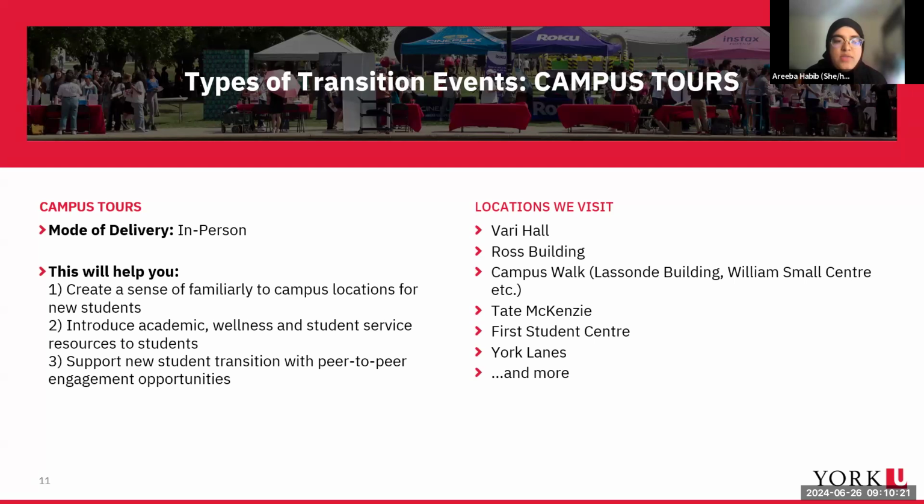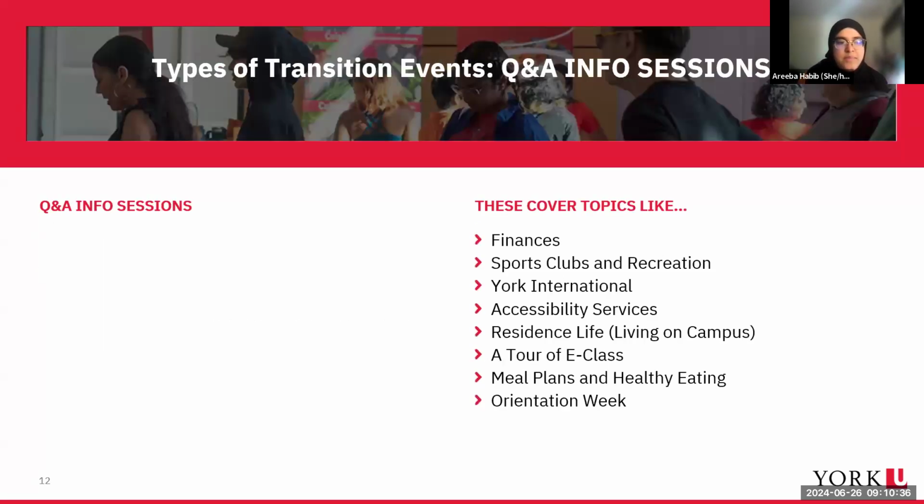And the locations we visit during these tours include but are not limited to Vari Hall, the Ross Building, Campus Walk, which is like the Lassonde Building, William Small Centre, Tait McKenzie, the First Student Centre, and York Lanes.